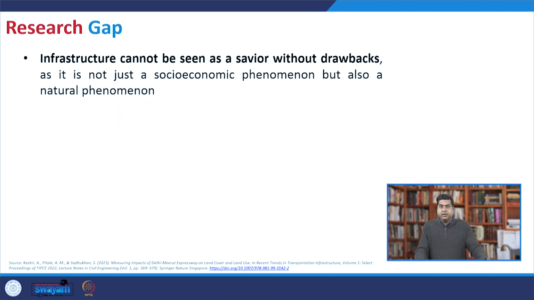Coming to the gap, that is something I mentioned: infrastructure cannot be seen as a savior without drawbacks. Whenever we talk about everything positive, the reduction in travel time or better comfort, at the same time there are certain impacts on socioeconomic phenomena, and also on natural phenomena. Definitely, in order to construct the road, you need to cut down some of the trees, but we are always making a trade-off. It is not that we are destroying nature.